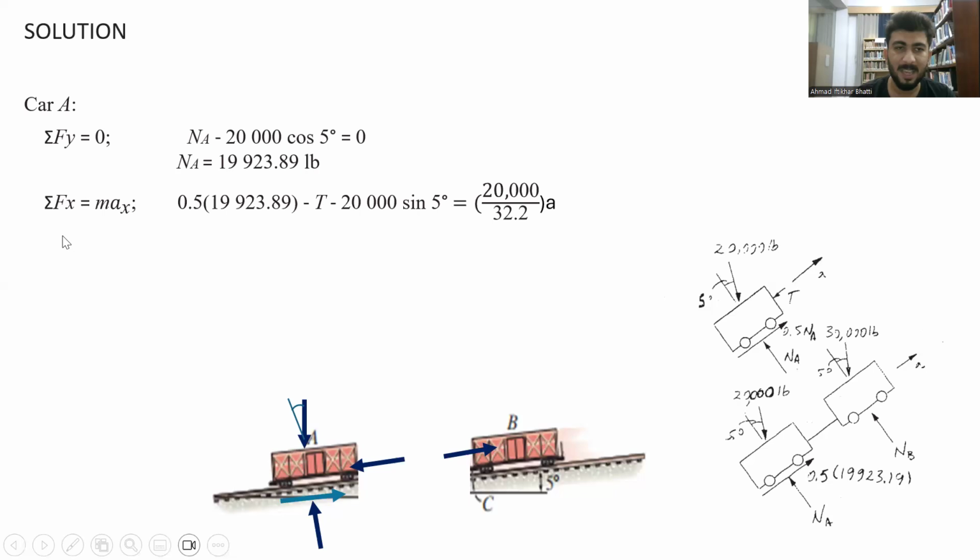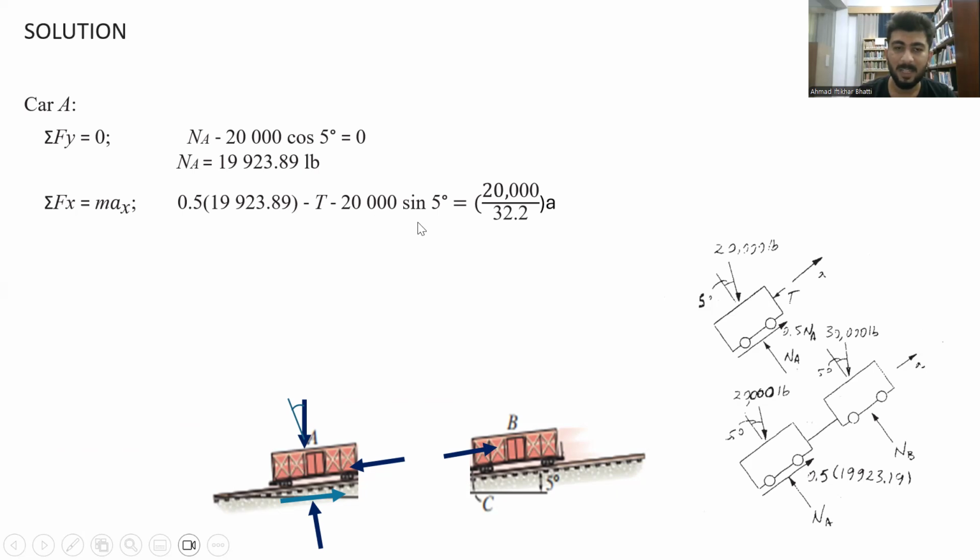And in the case of the horizontal forces, since the car is moving, so we use the Newton's second law of motion, which is F is equal to ma. So this is the force which is equal to mass multiplied acceleration. So you see, we have a kinetic friction that is acting in the positive x direction, and perpendicular to this, we have the normal force. So we multiply these two values, so we get 0.5 multiply 19,923.89. And you see in the car A, the tension force is acting in the negative direction, so we have negative T, and for the weight, we have 20,000.